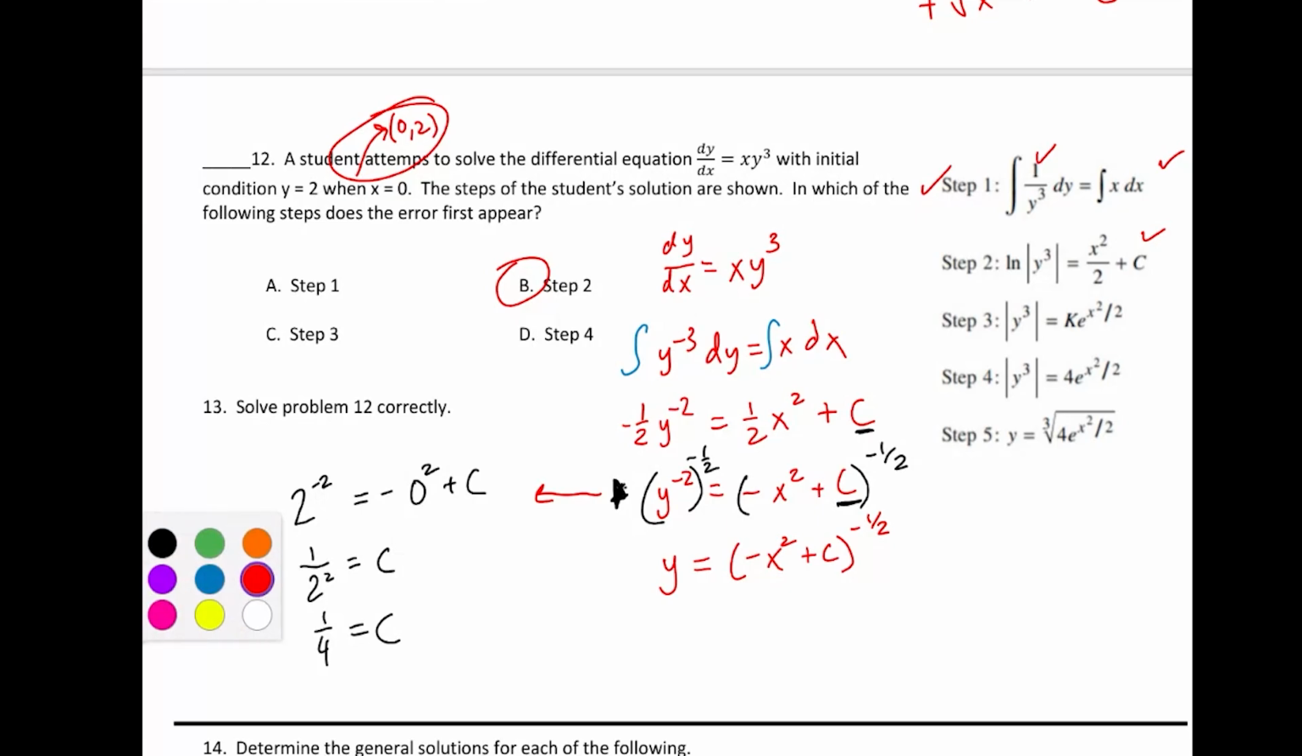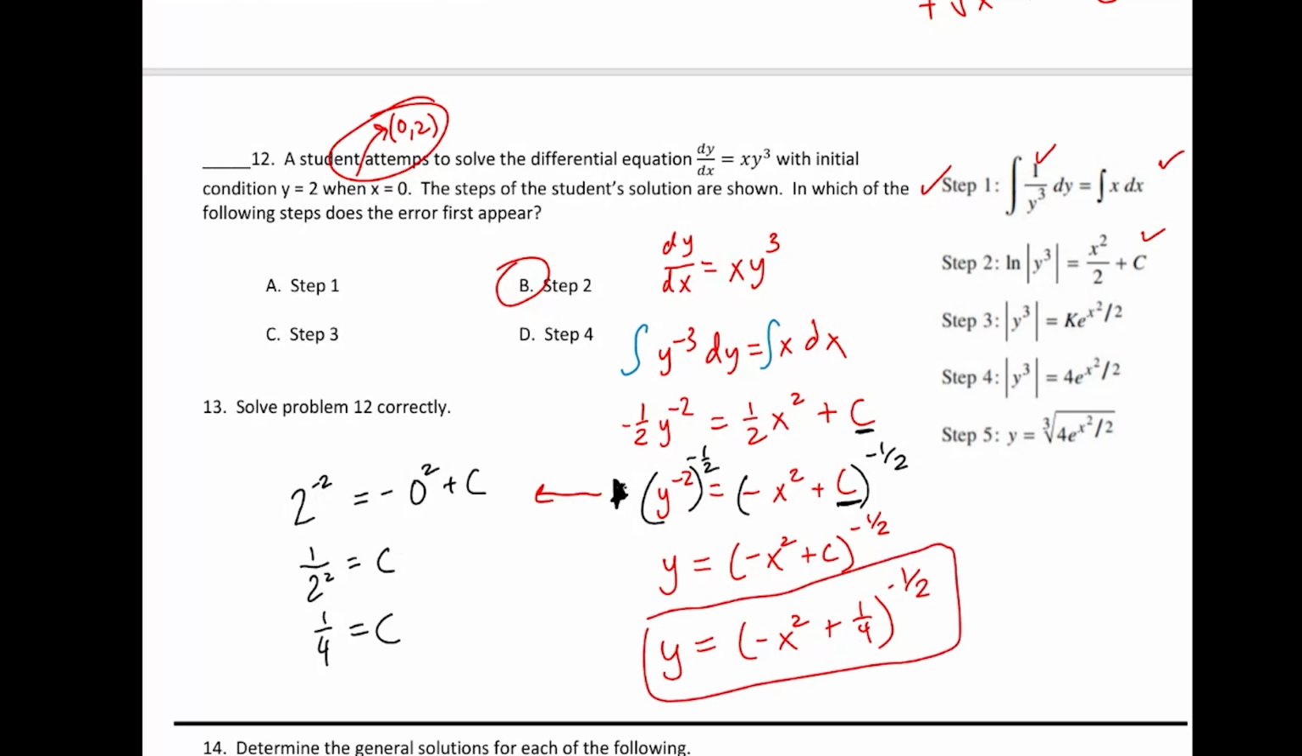And now I'm ready to write my final answer. The particular solution really should be y equals (-x squared plus 1/4) to the -1/2 power. And an alternate way of writing this, because we have that -1/2 power, is you could write it as 1 over the square root of -x squared plus 1/4. You don't have to write it like that, but that would be acceptable as well.